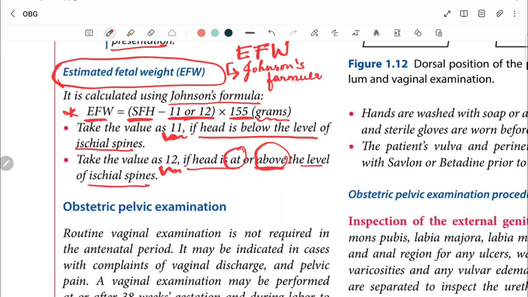So, very important formula, Johnson's formula: estimated fetal weight is symphysiofundal height minus 11 or 12 into 155 in grams. So when do you take 11? When the fetal head is below the level of ischial spines. If the fetal head is at or above the level of ischial spines, then the value taken should be 12.